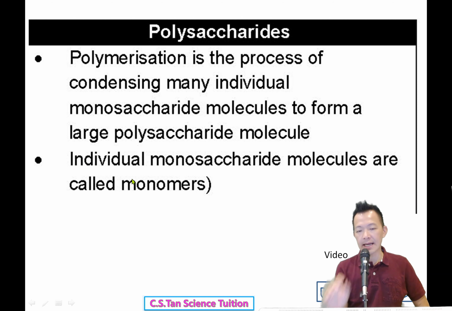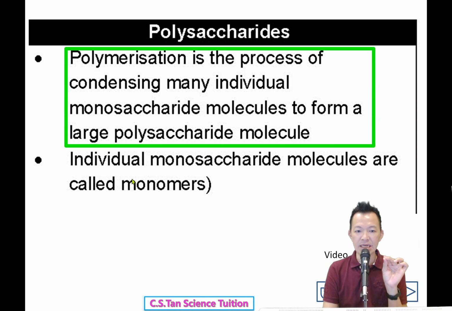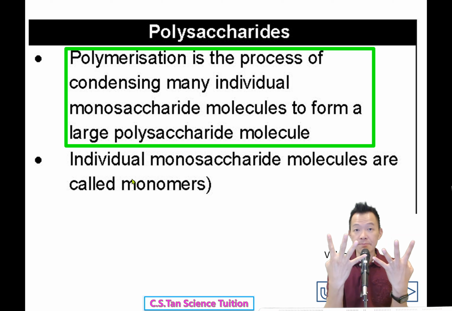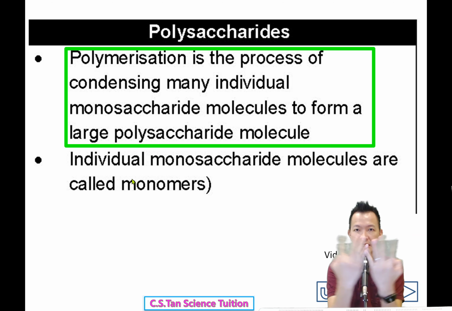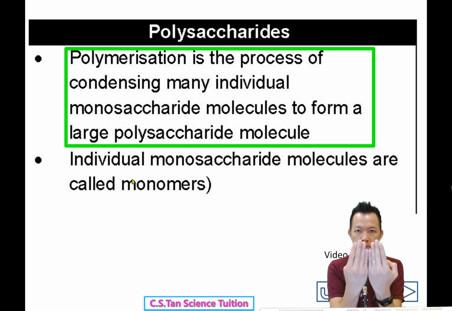How about polysaccharide? Polysaccharide means polymer, okay? Polymerization is a process of condensing many individual monosaccharides to form a large polysaccharide molecule. So what is meant by polymerization? It means making a big molecule. It's a process of condensing many individual monomers. We condense a lot of monomers to make them become polymer.